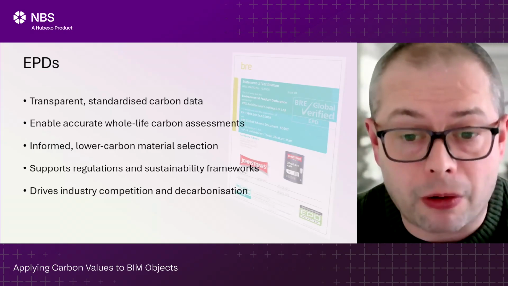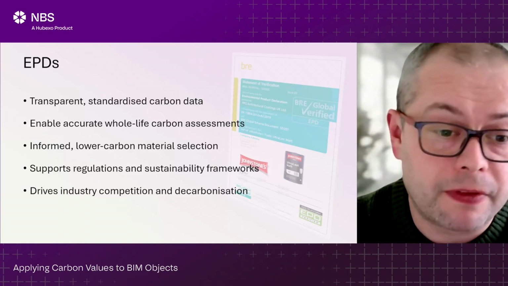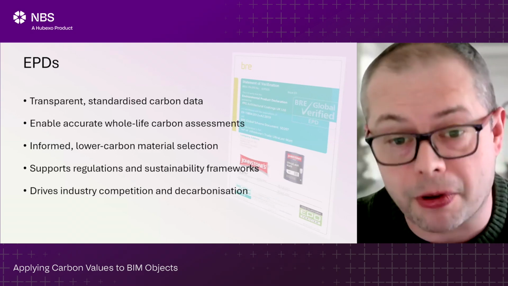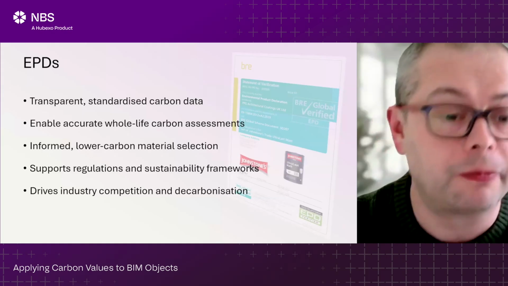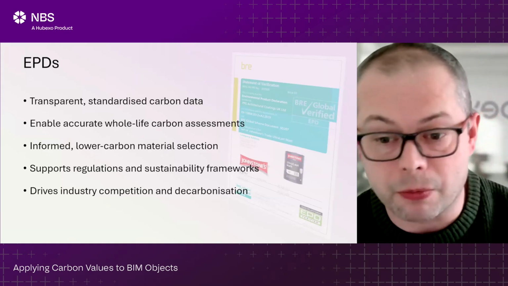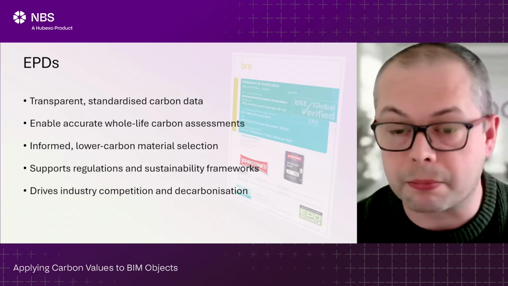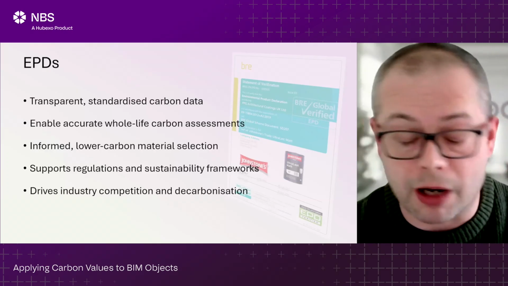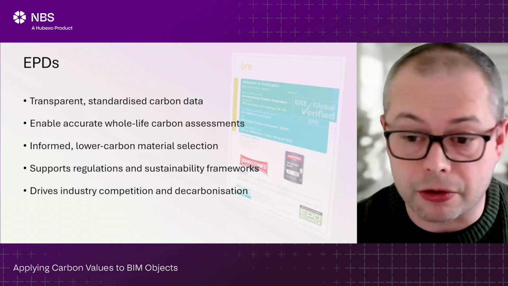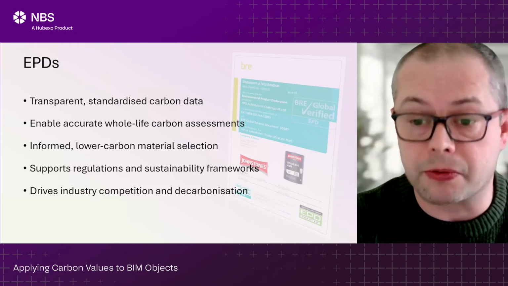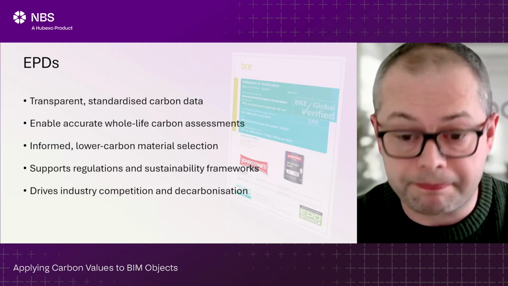They can enable accurate whole life carbon assessments. They provide informed and lower carbon material selection if the product is a lower carbon value. And they also then support things like regulations, sustainability frameworks. So if you're looking for BREEAM, for example, or you've got specific local regional requirements, such as the Greater London Authority plan, getting these types of carbon values allows you to complete those assessments with accurate data.